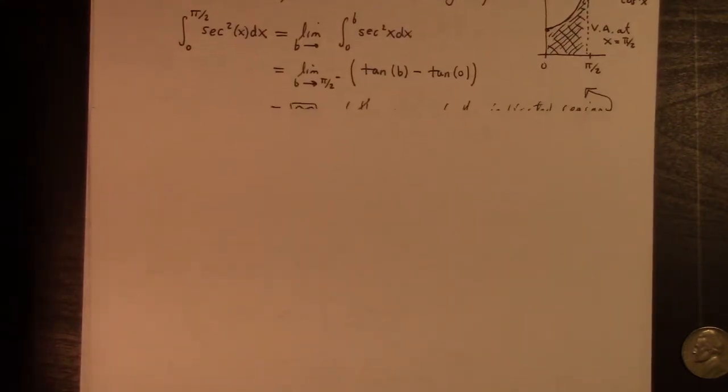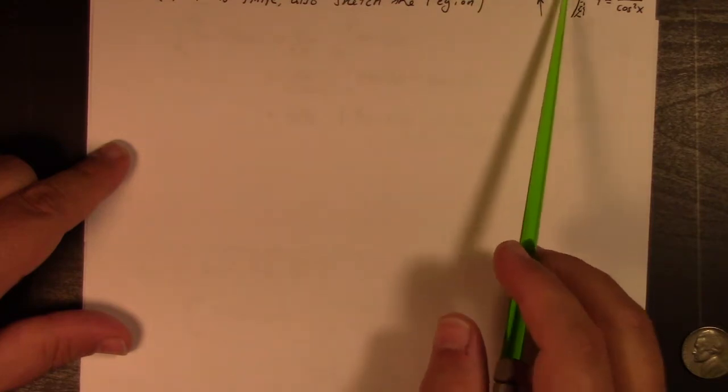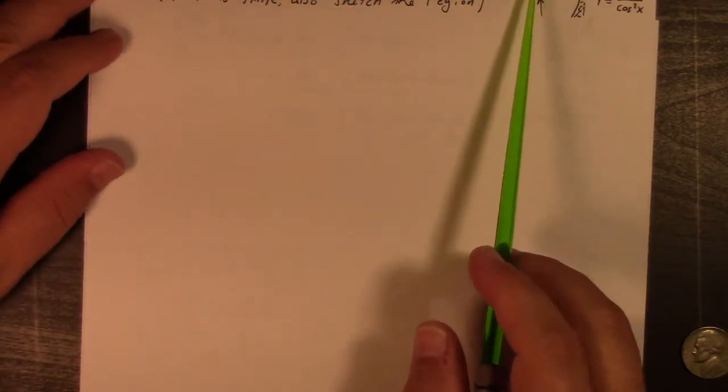So we could also do this applied problem here. Let's look at it. Find the area bounded by 0 less than x less than pi over 2 and 0 less than y less than secant squared x. If it is finite, also sketch the region.